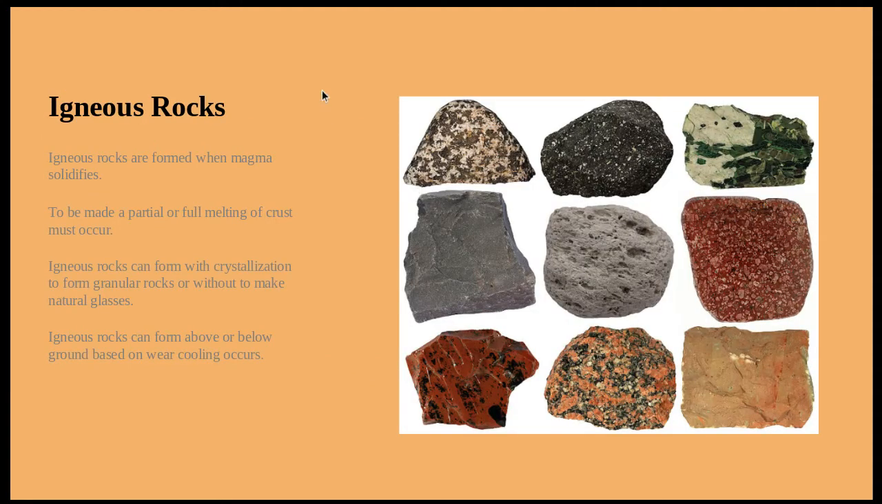So the first type we've got here is an igneous rock. Igneous rocks are formed when magma solidifies. So that means they are made from a partial or full melting of crust. And igneous rocks can form with crystallization to form granular rocks or without to make a natural glass. You can see we've got plenty of different examples over here of different types of igneous rocks, and you can see they all look pretty cool. Igneous rocks can form above or below the ground based on where the cooling occurs. So if they cool underground, they'll be slightly different than if they cool above ground.